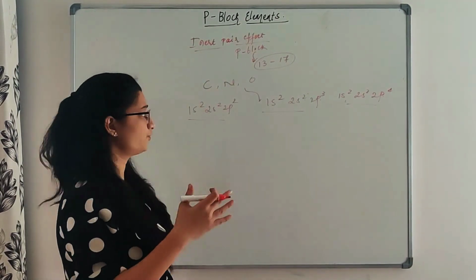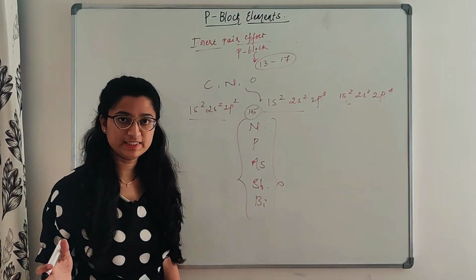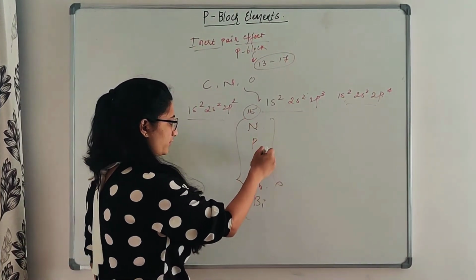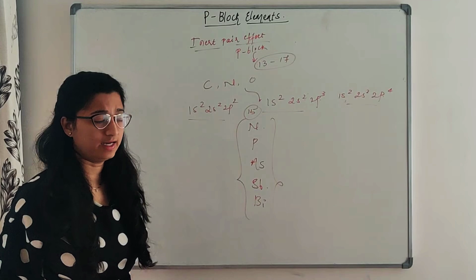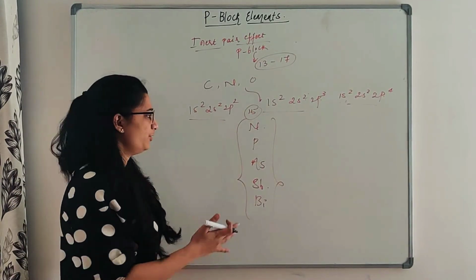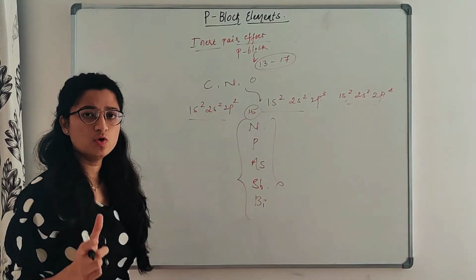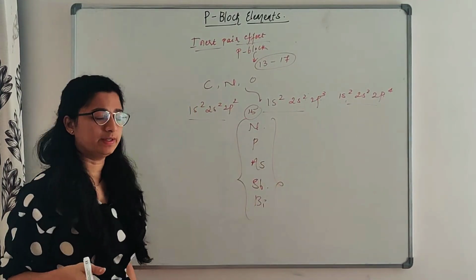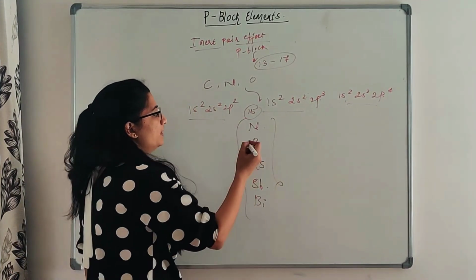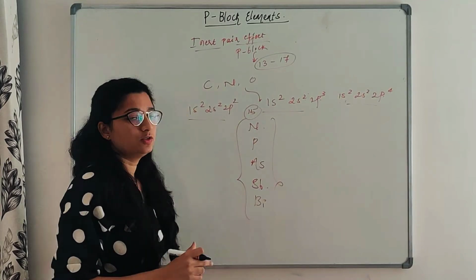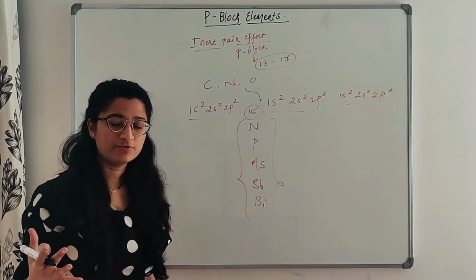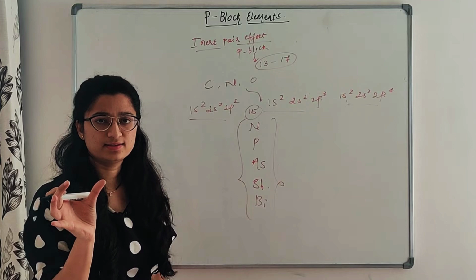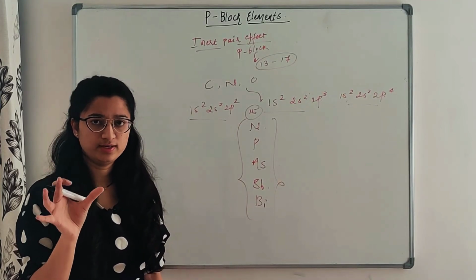If I restrict this to the group 15 elements, that is nitrogen, phosphorus, arsenic, antimony and bismuth, I have written these elements. Similarly, you can write the other elements also. For this explanation, I have taken only the group 15 elements. Now, as I have told you, the oxidation state will be decided only by the valence electrons present in the element.